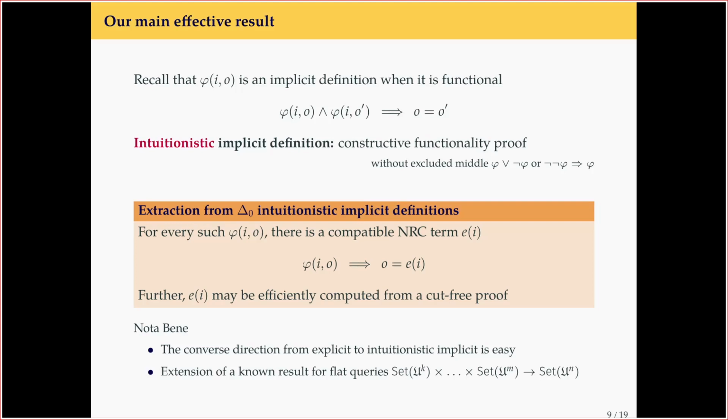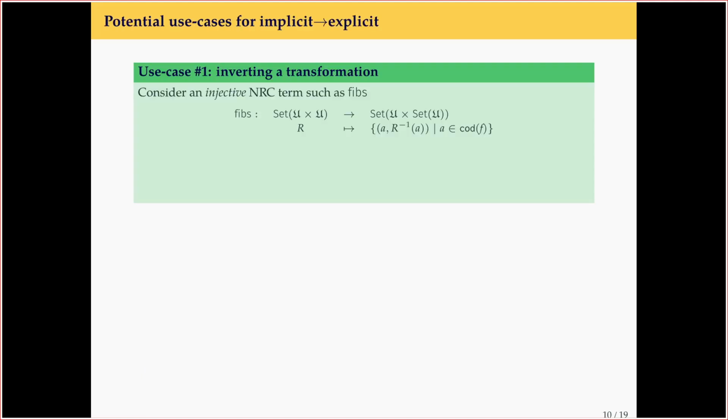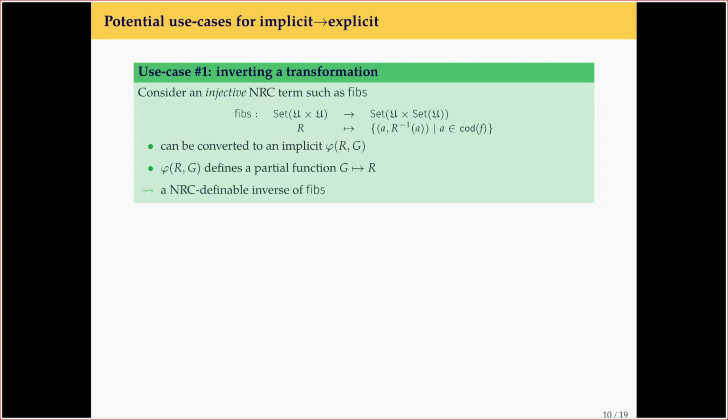Before going into the details of the proof, let us detail some potential scenarios where this sort of procedure might be helpful. A first generic use case concerns injective or invertible transformations. Suppose that we are given an NRC term that we suspect is injective, such as our running example collecting all preimages of singletons. Then we may easily turn such a term into an implicit definition. Indeed, a proof of injectivity is nothing more than a proof of functionality for the reciprocal relation. We can then use our procedure to extract an NRC term, inverting our original transformation from this proof of injectivity.